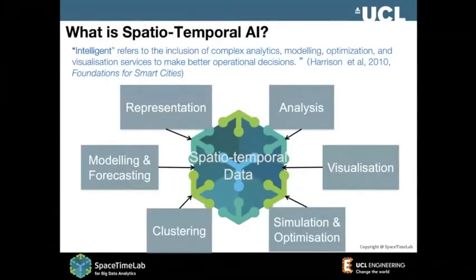So we talk about space-time AI. What is space-time? I think we all know it's relevant to space and time. What is AI? There are lots of definitions of analytics or intelligence. So I pick this one, which I think says well what we are doing here. It's related to complex analytics, including modeling, optimization, and visualization. Really, the purpose is for operational decision making. When we look at AI, people use a computer to do something humans can do, okay?